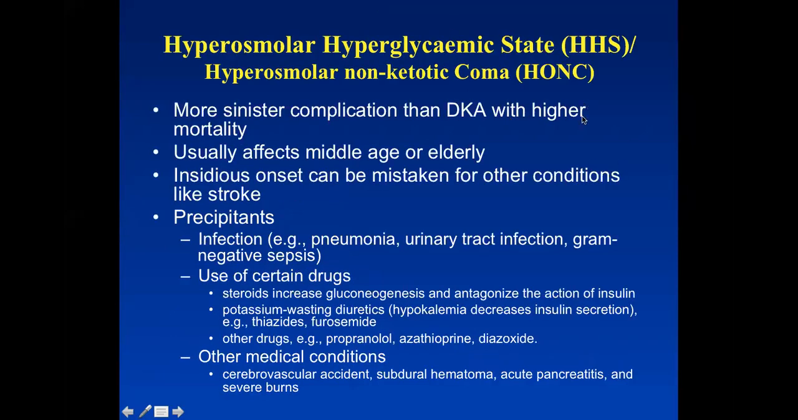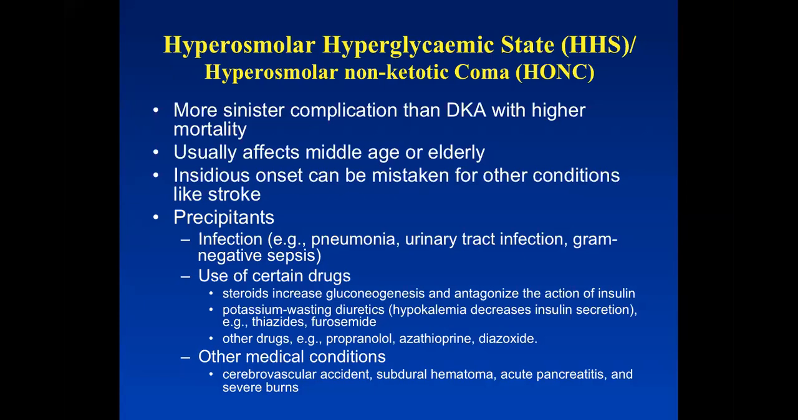Okay, now the next acute complication is hyperosmolar hyperglycemic state. Okay, it is usually more sinister than DKA and has a higher mortality because it usually affects middle-aged or elderly patients, and it is usually not as acutely developed as in DKA, as DKA has a more insidious onset. Okay, and most of the time it is mistaken for other conditions like stroke. Okay, it's not very easy to detect clinically.